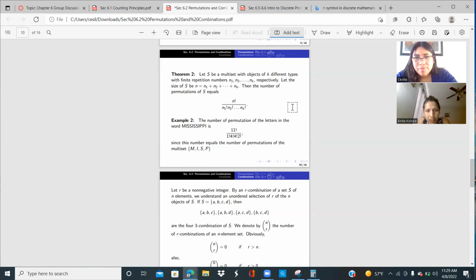Since the number equals the number of permutations of the multiset M, I, S, P, there are only M once, I repeated 4 times, right? S is repeated 4 times, and P is 2 times. Yeah.